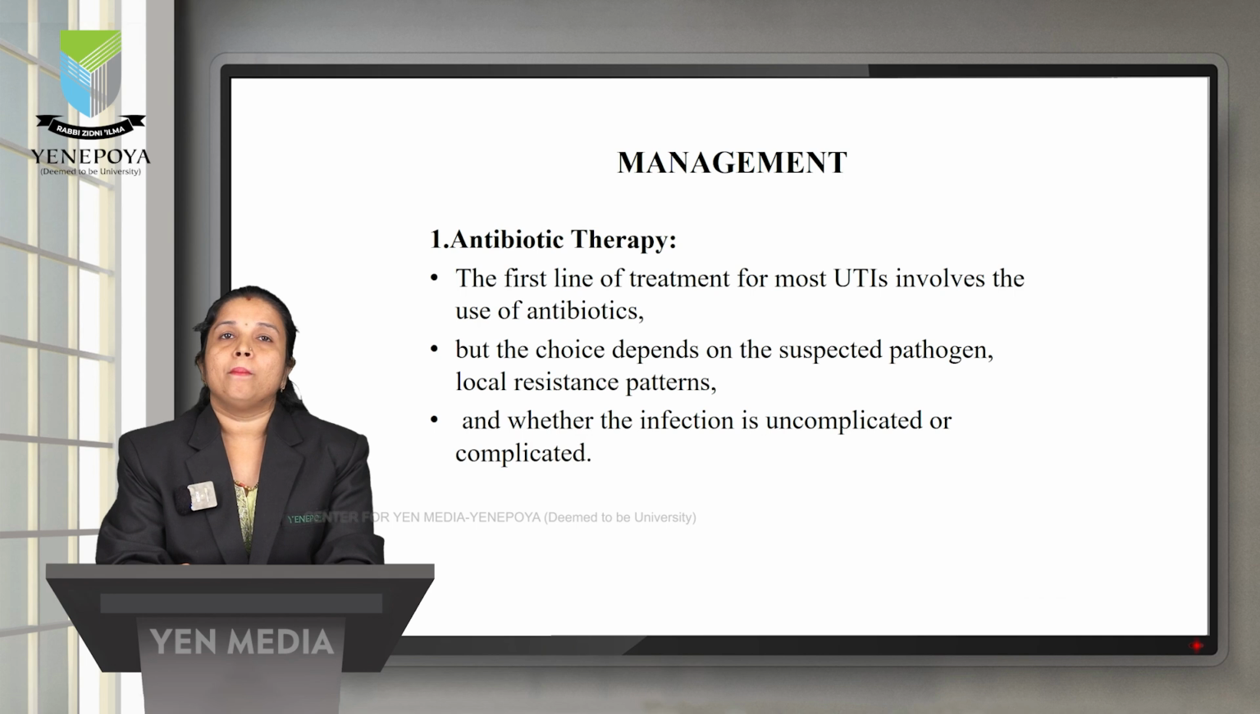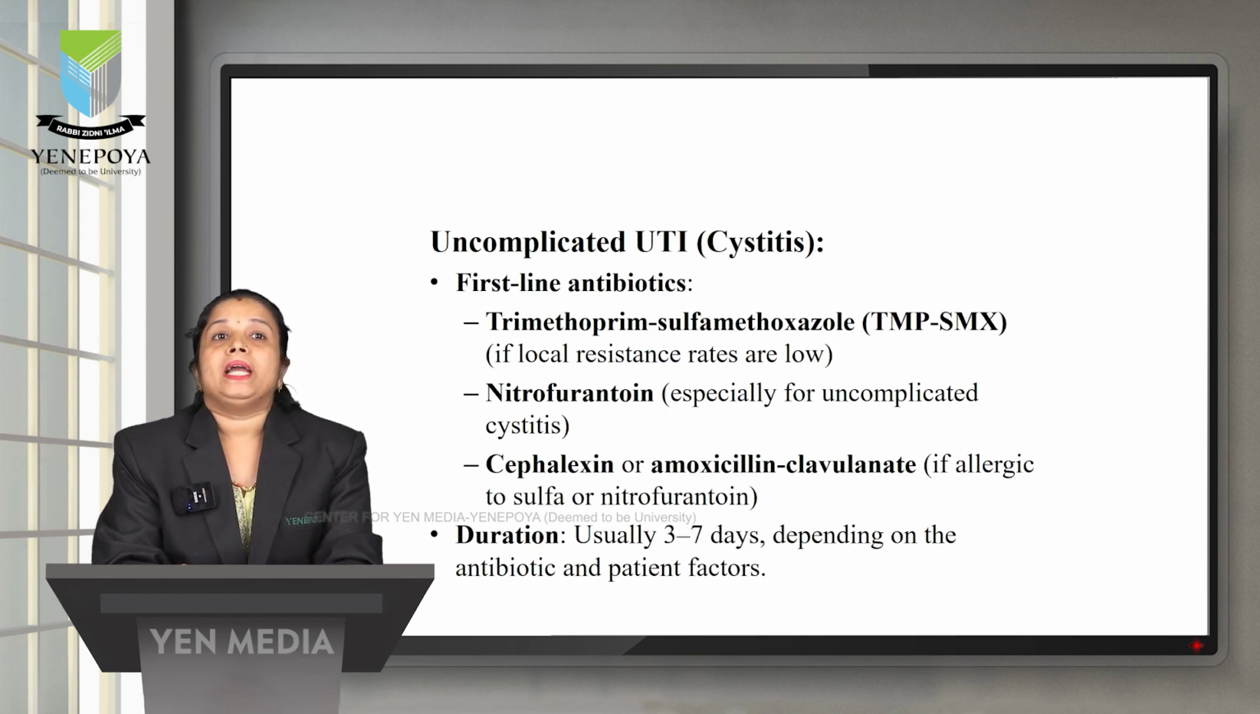Next, move on to the management. The first line of treatment for most UTI involves the use of antibiotics, but the choice depends on the suspected pathogens and the local resistance patterns, and whether this infection is complicated or uncomplicated. In case of uncomplicated UTI, that is nothing but cystitis, the first line of antibiotics includes trimethoprim sulfamethoxazole.